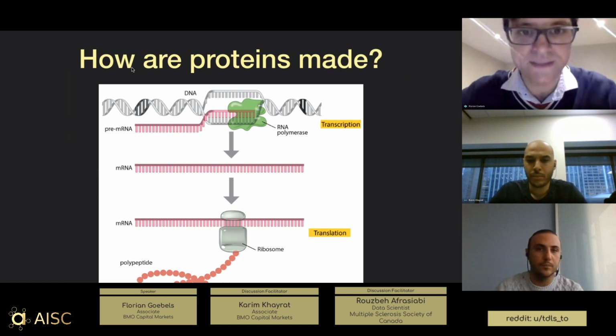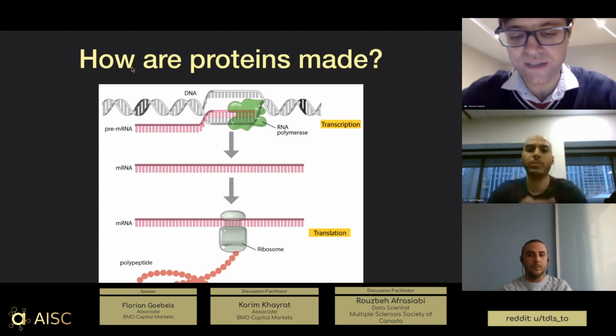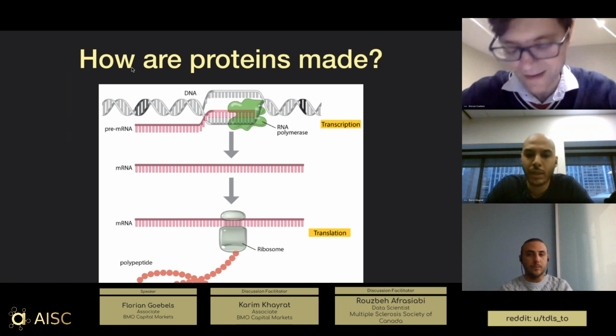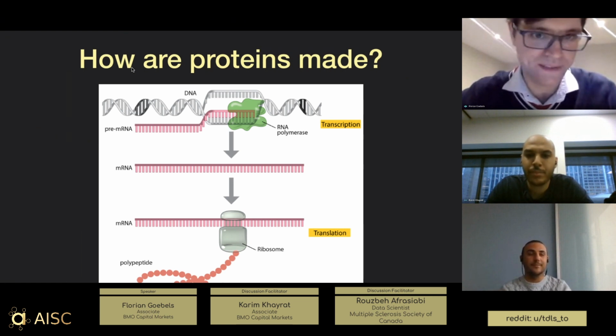So how are proteins made? If you have spent some time or attention in biology class, I think you should know that every cell contains DNA. So this is DNA. You can think of it as the blueprints of all your proteins.